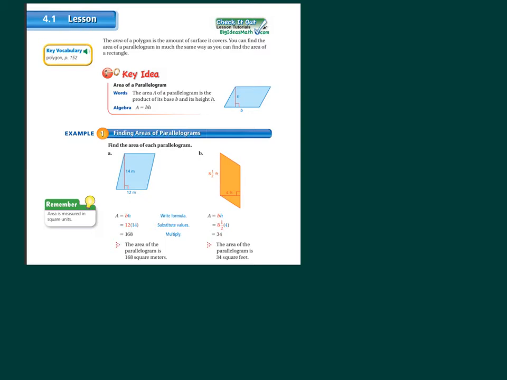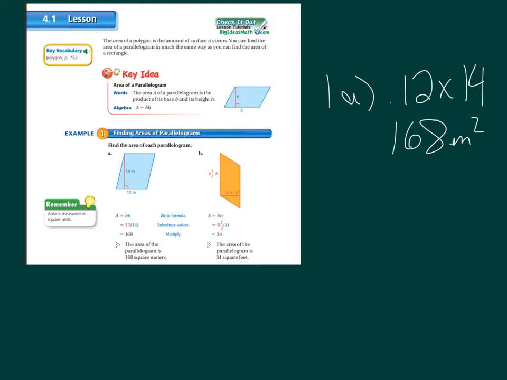And so we can see that example 1, A and B, is very simple. We just need to take the base on both of them and multiply them by the height. So the base on number 1A is 12, so I would say 12 times the height, which is 14. I would multiply those out, 12 times 14, and I would get 168 meters squared. Area is always in meters or units squared.